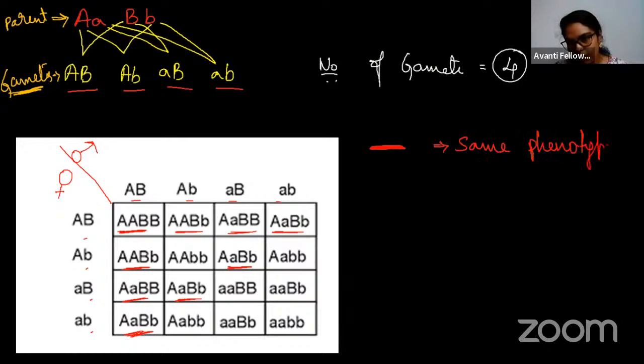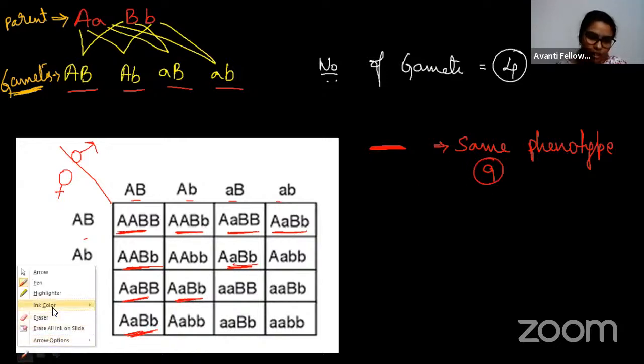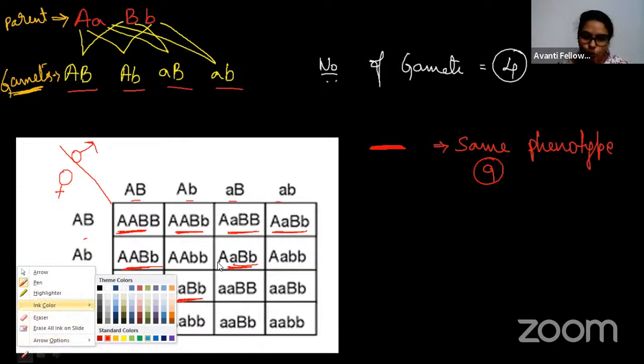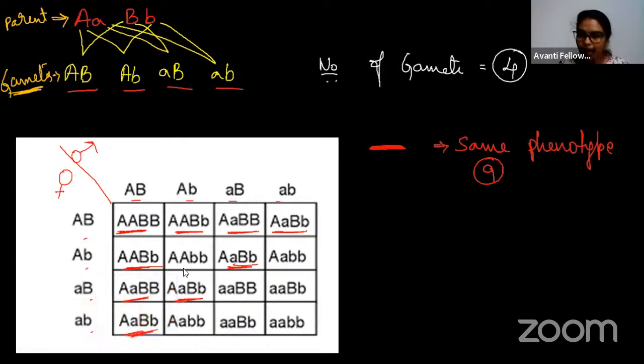ओके, सेम फिनोटाइप्स है रेड वन. ठीक है, तो 1 2 3 4 5 6 7 8 9, तो टोटल कितने हो गए? 9 नंबर. अब मैं कलर चेंज करूँगा. मैं ब्लू लेता हूँ. ठीक है, अभी देख लो, कैपिटल ए स्मॉल बी.